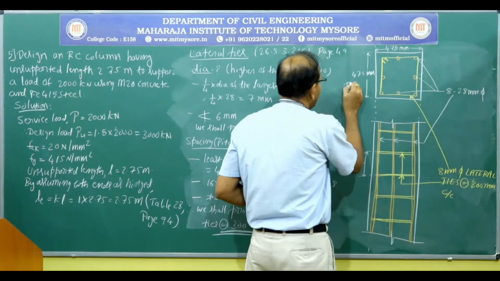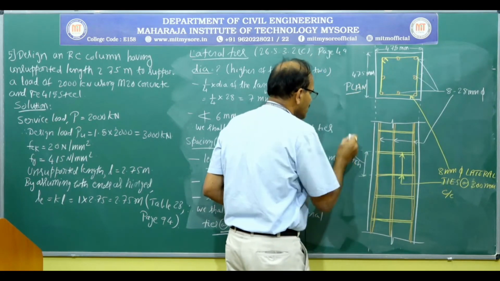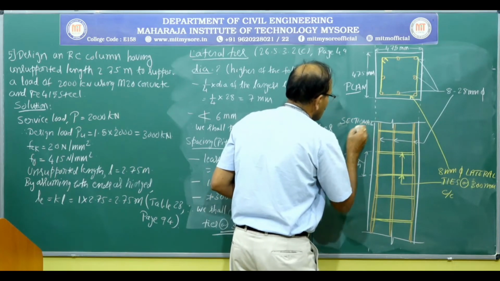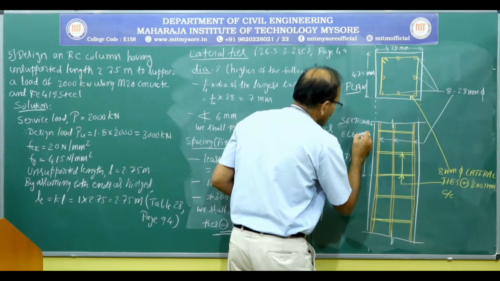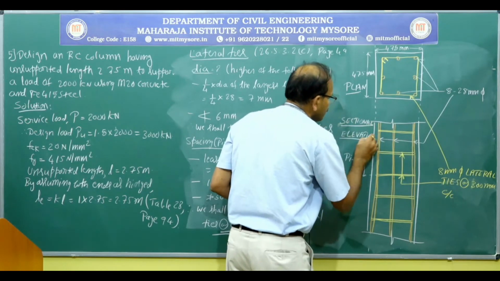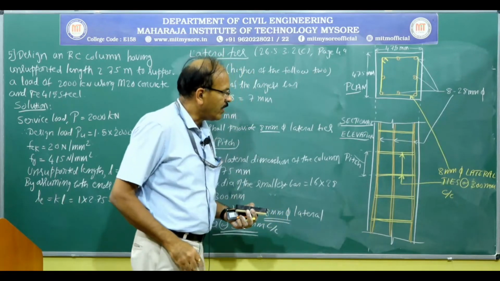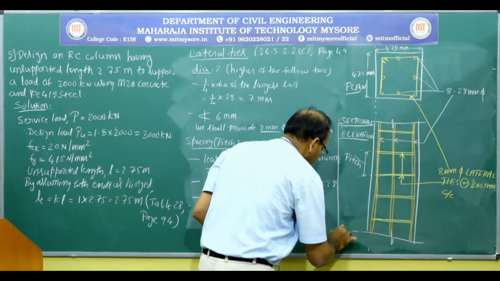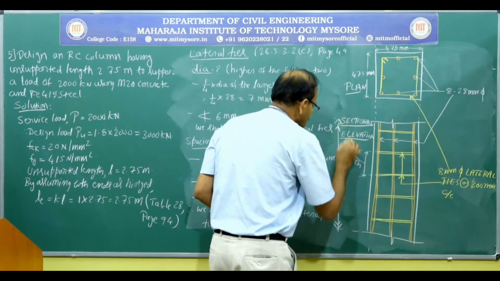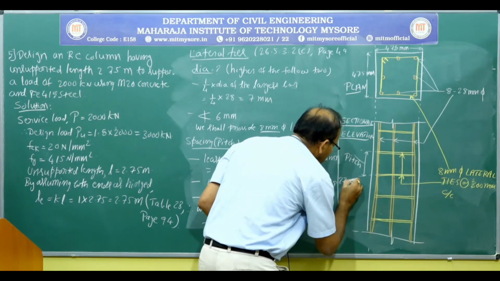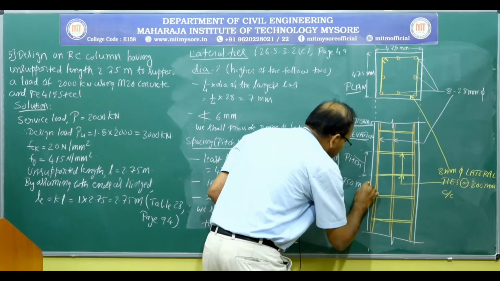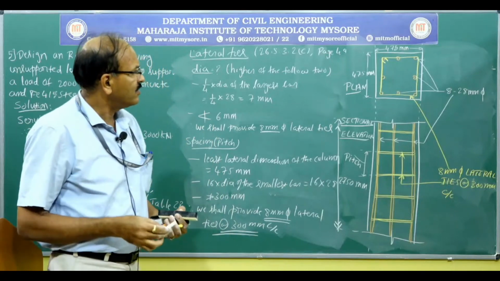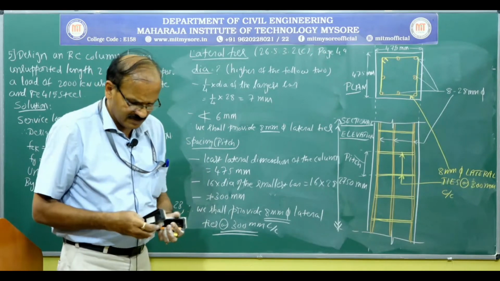Of course, this is the plan and this is the sectional elevation. The total length of the column is 2.75 meter, that is 2750 millimeter. Express everything in millimeter. Okay, is this clear to you? So this completes the design.